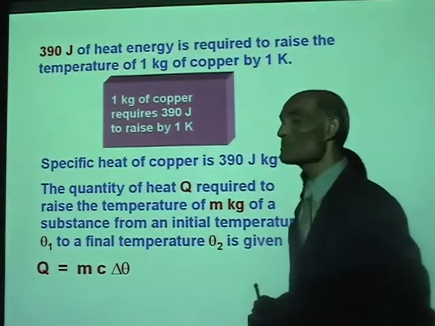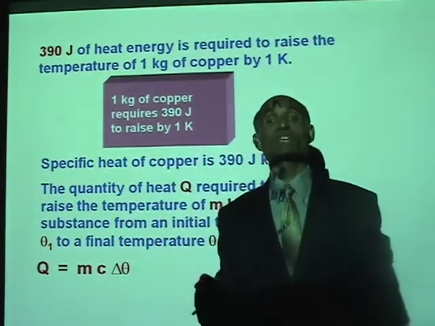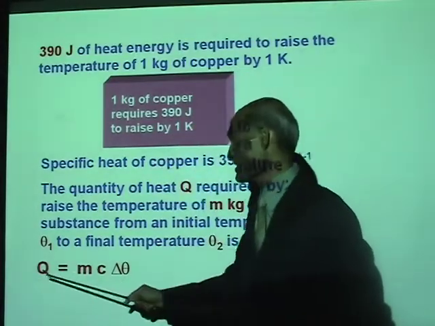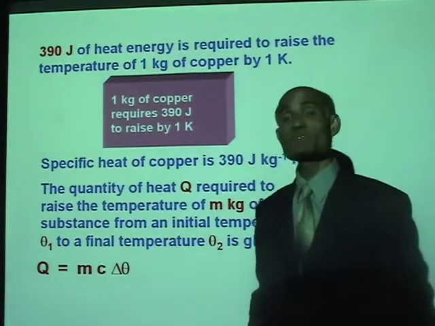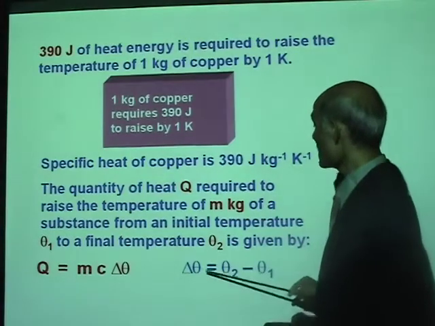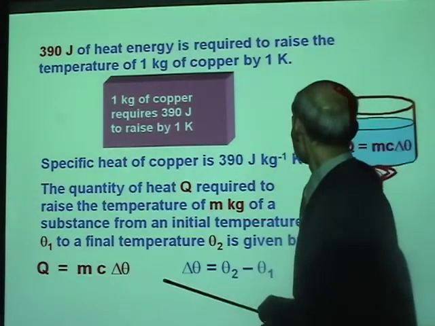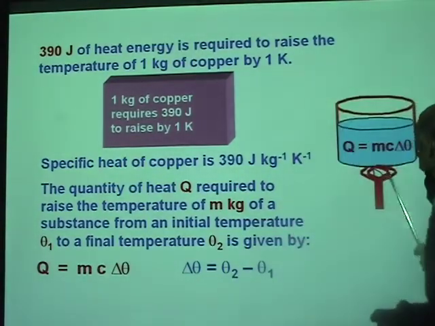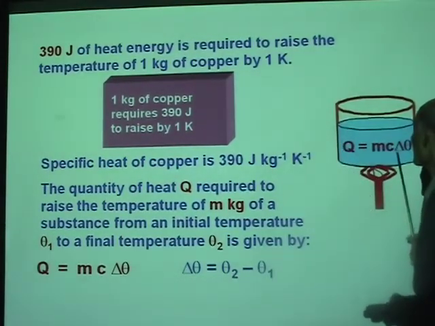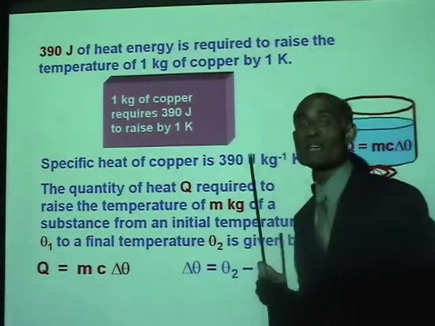Q equal to mc delta theta. Whenever the temperature of a substance is increased, the quantity of heat required to do that is given by this Q equal to mc delta theta. We will use that to solve problems, where delta theta is theta 2 minus theta 1. So, the amount of heat required to raise the temperature of m kilogram of water through a temperature difference of delta theta is Q equal to mc delta theta.